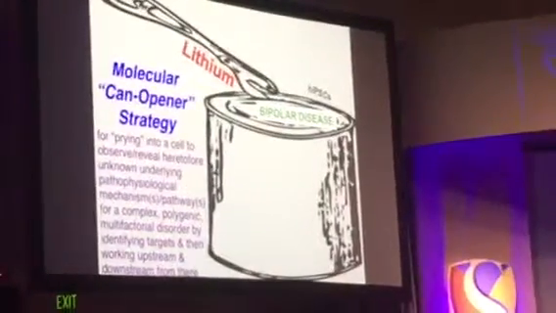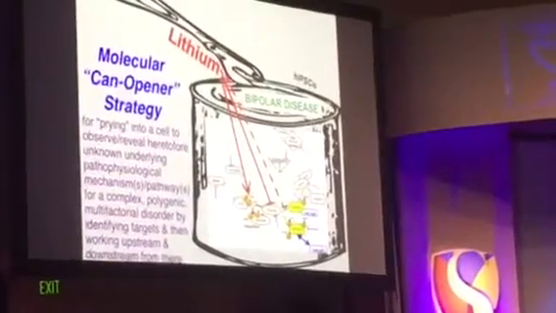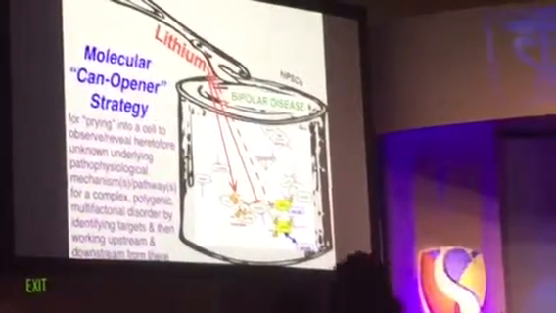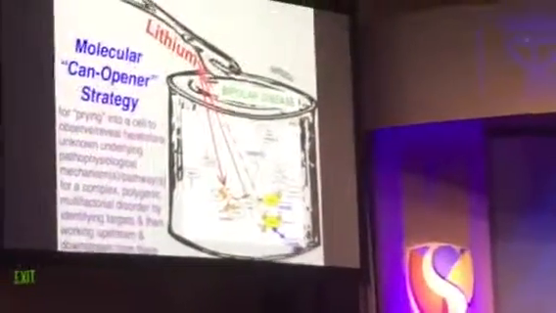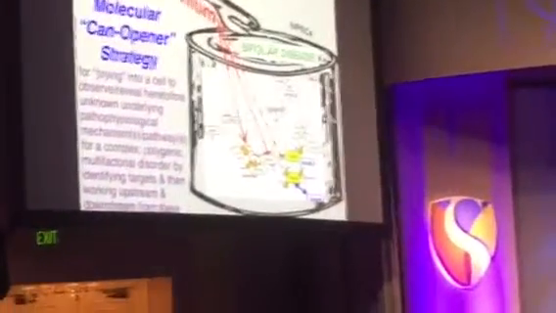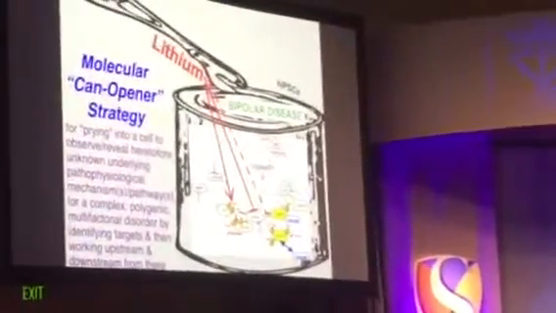But if we can pry into the can and figure out what lithium's targets are, then maybe we can identify the targets and work downstream and upstream and figure out not only a better drug than lithium, but what the whole process is that it's modifying, the lithium response pathway, which presumably might be the disease pathway. And we figured that out. Well, we didn't figure it out.